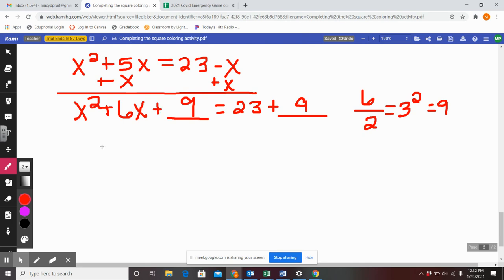Okay, so let's simplify. To get my parentheses, I just put x, and then I take the b and divide it by 2. What does that give me? 3. And that equals, what's 23 plus 9? 32. Now what I do is I square root.